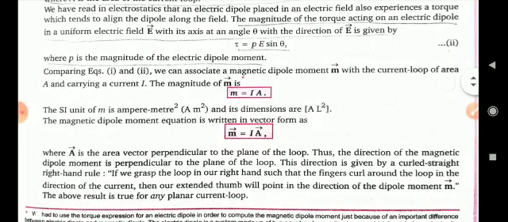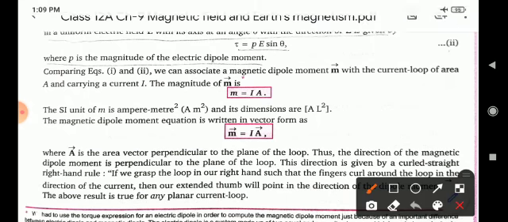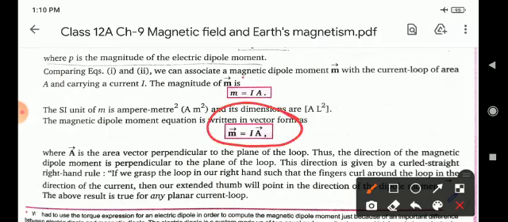Okay children, the magnetic dipole moment equation is written in vector form, that is M vector equal to I A vector. Very important part, M vector is equal to I A vector, that is 2 marks in ISC council, where A vector is the area vector perpendicular to the plane of the loop. Thus the direction of the magnetic dipole moment is perpendicular to the plane of the loop. Children, we know the formula of the magnetic moment by the help of the current loop as a magnetic dipole.